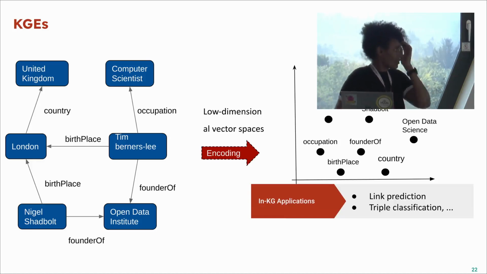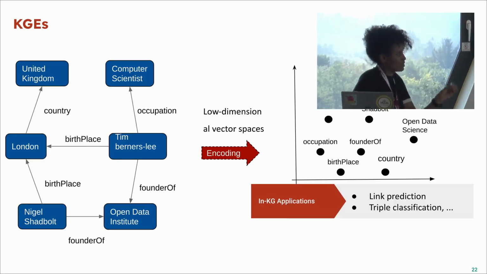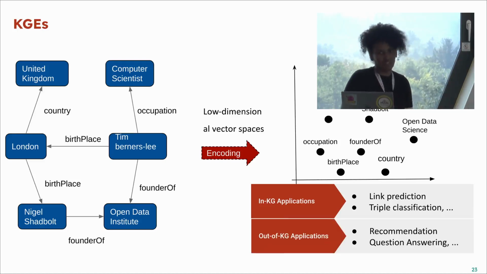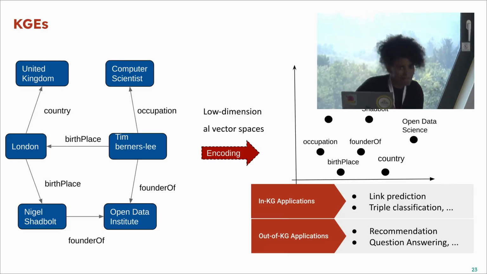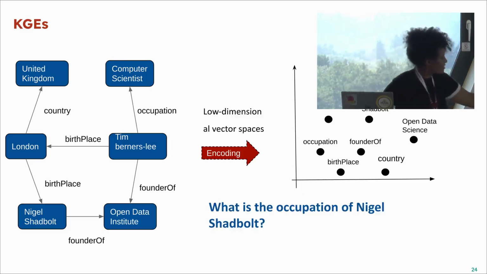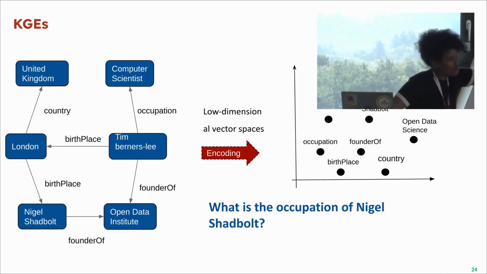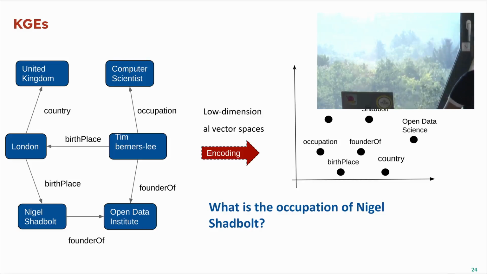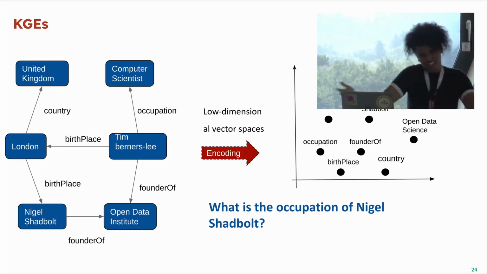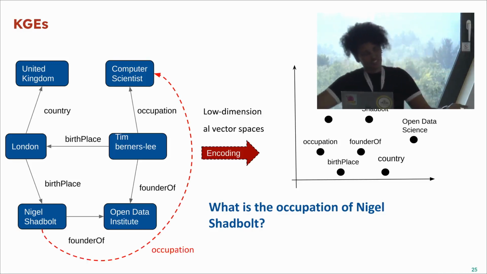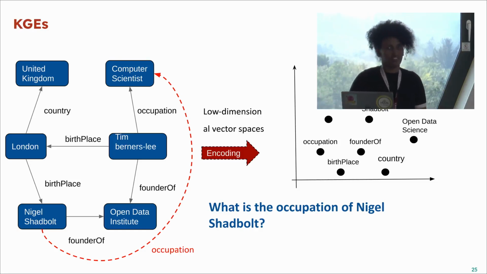Well, now let's see, for example, what's the occupation of Nigel Shadbolt? What would you say is the occupation, if you have to guess? Founder? Exactly. So founder is already there. So as an occupation, I would say it's a computer scientist, because the other founder is also a computer scientist. And then I don't have any other data to say he could also have another profession, right? But based on this, I can only infer that.